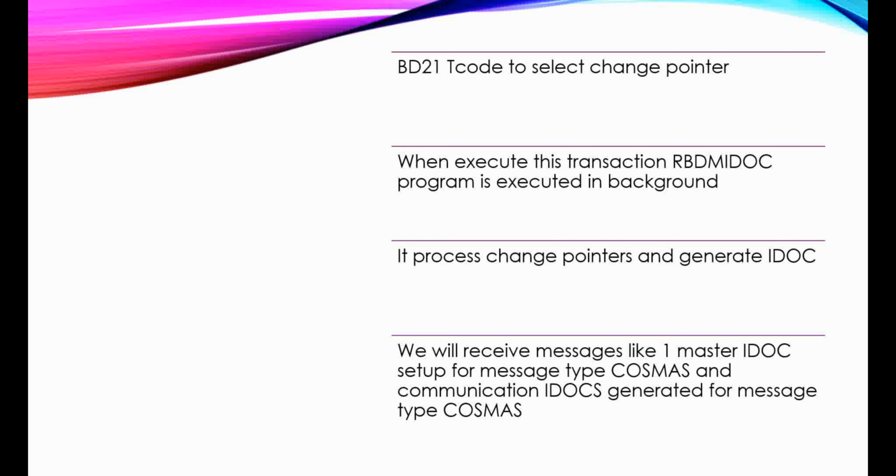At the end of this transaction, we will receive two different pop-ups. One is with the message type Cosmos, and the other says communication IDocs will be generated. That's it, guys. With this step, we can see the generated outbound IDocs. Now you can go to transactions WE02 or WE05. There you can give the message type as Cosmos, and we can see the generated IDocs in transaction WE02 or WE05.